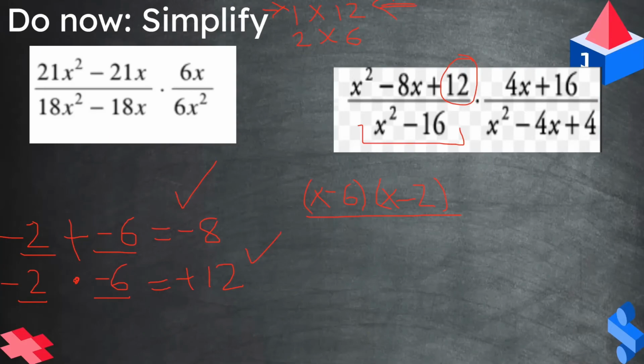Now the denominator. It looks special to me. And why is it special to me? Well, I see x squared and I see 16, and 16 is subtracted from x squared, so they're separated by subtraction. So what is that? That's a special form of factoring. What kind of factorization should I do for that?